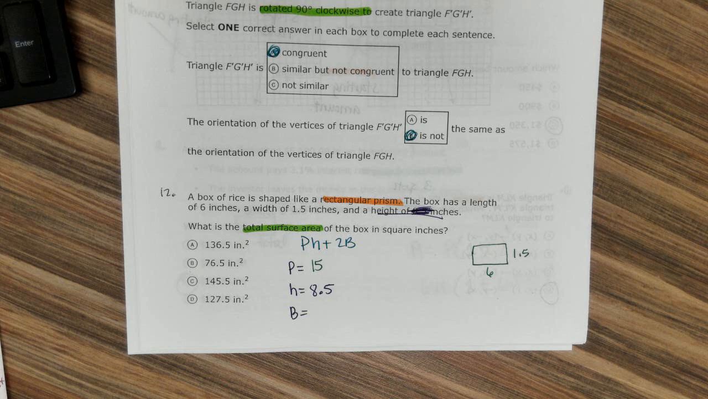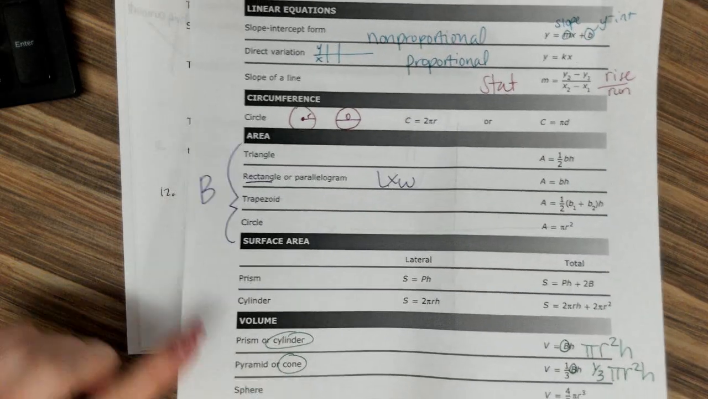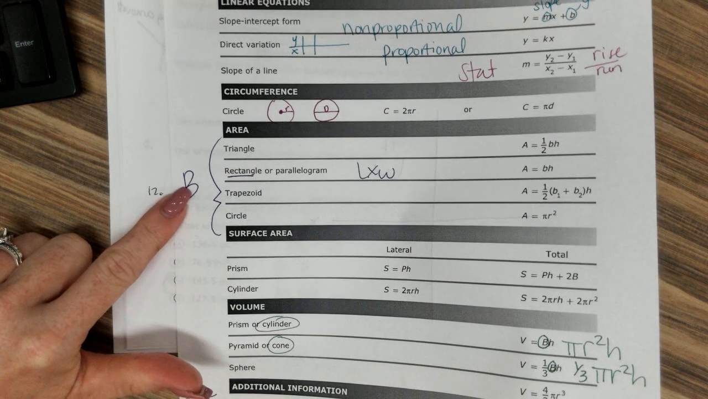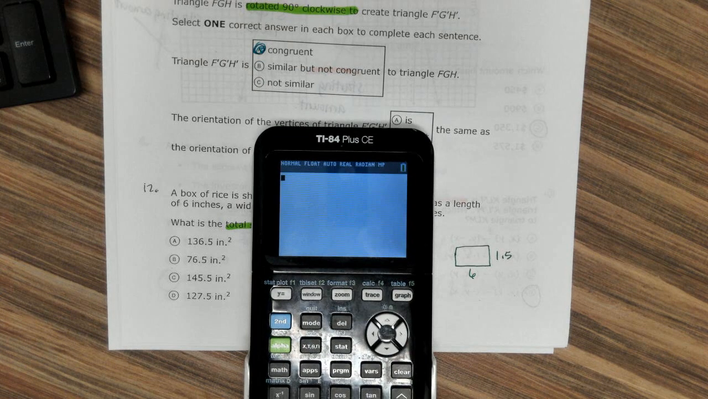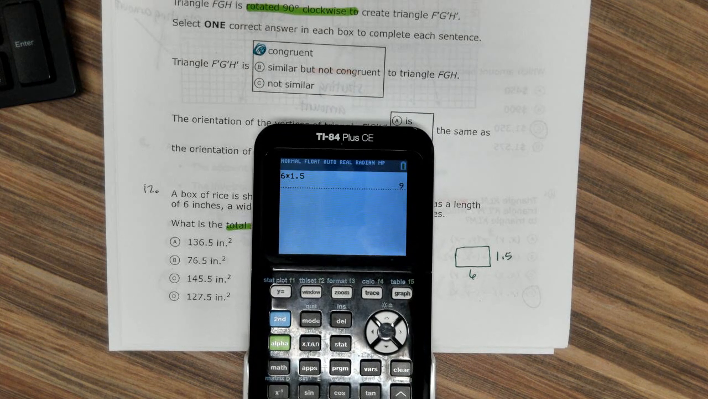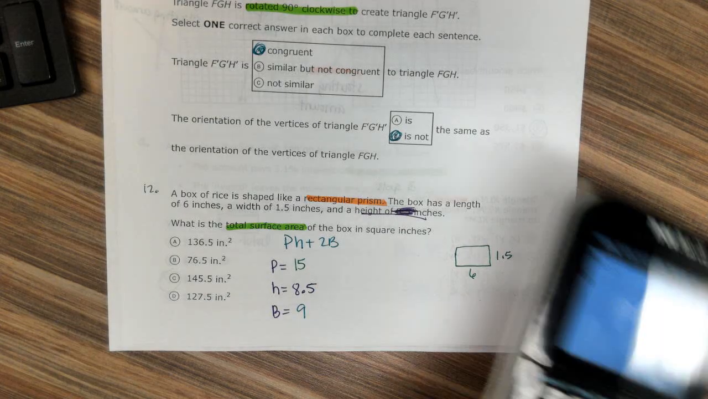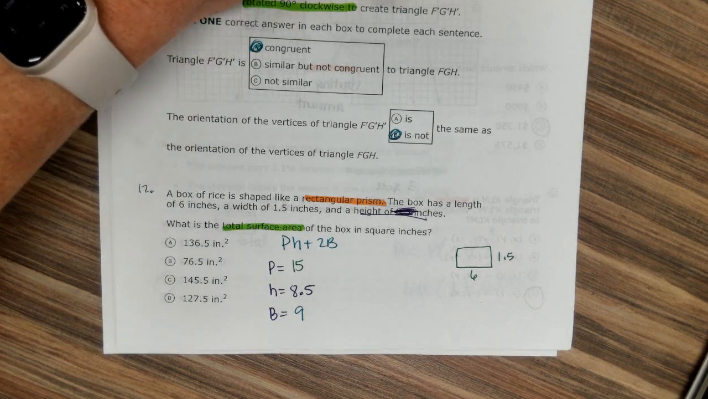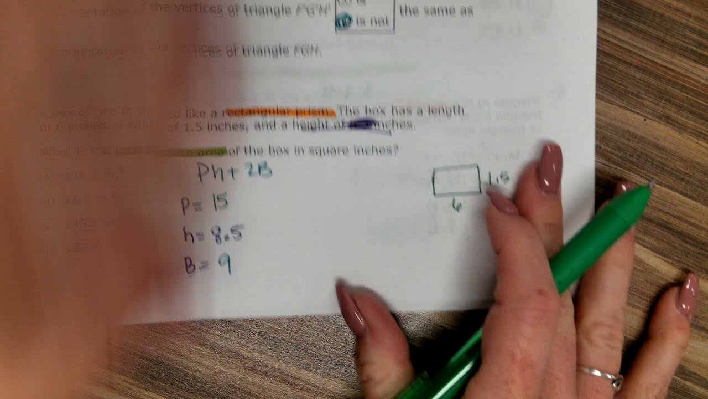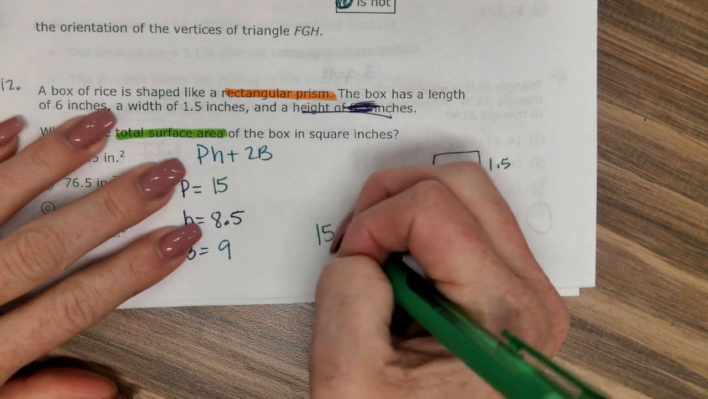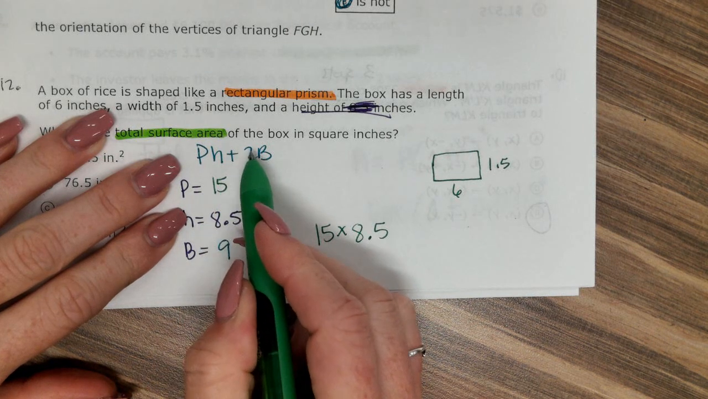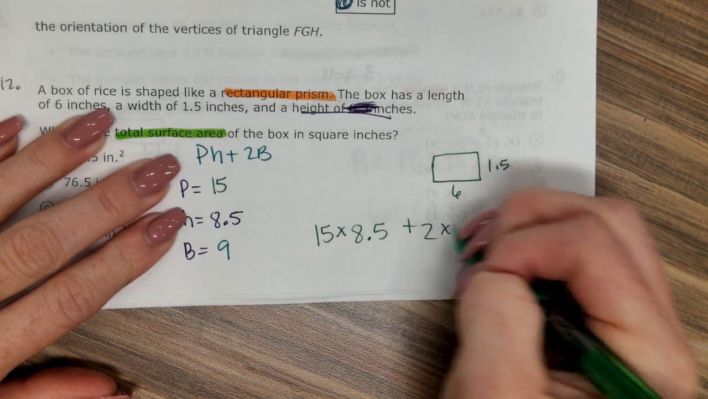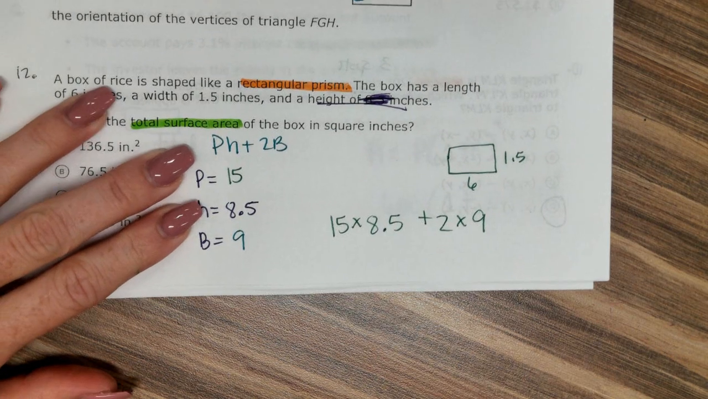Now, anytime you see a big B, you go where? Right here. And what kind of shape is the base? A rectangle. So I need to do length times width. So 6 times 1.5 is 9. Now do I have all the pieces that I need? Yep, so I'm going to do P times H. So I'm just putting them in this formula, plus 2 times the B. And that will give me my answer.